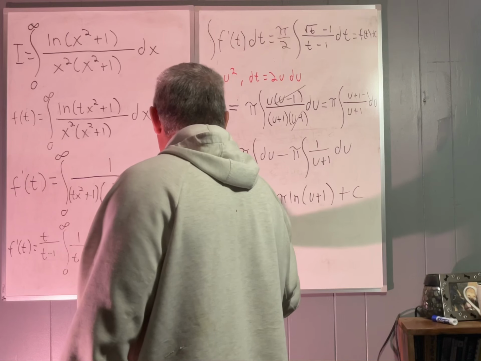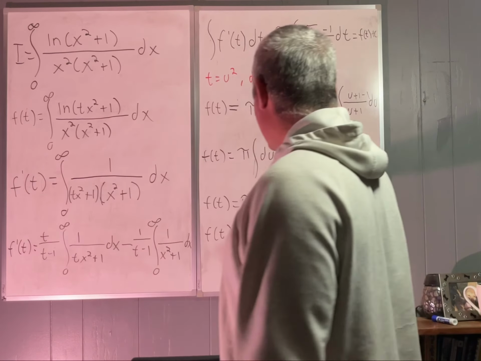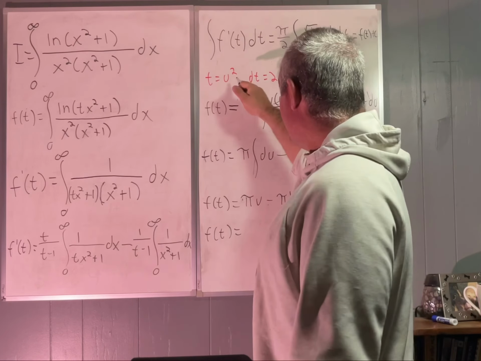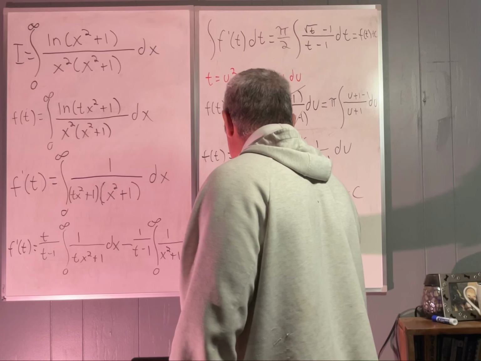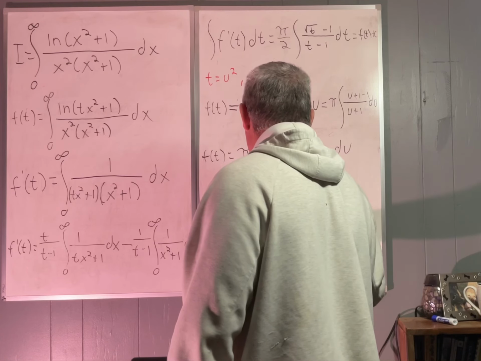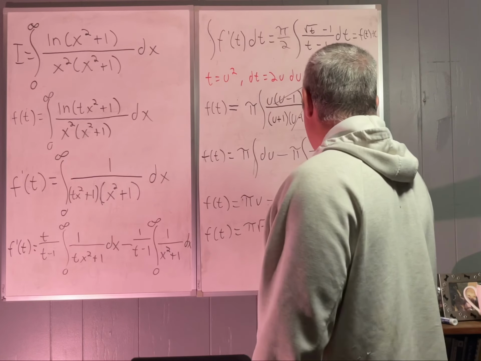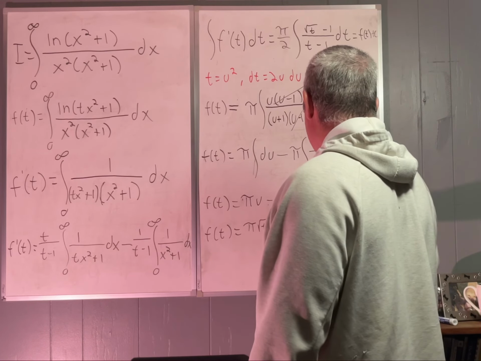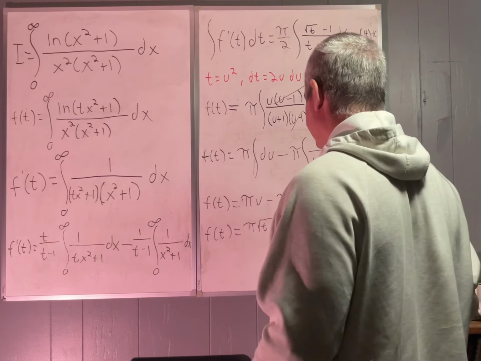That means f of t is equal to pi, well, u is the square root of t. So that's pi square root of t minus pi natural log of square root of t plus 1 plus c.